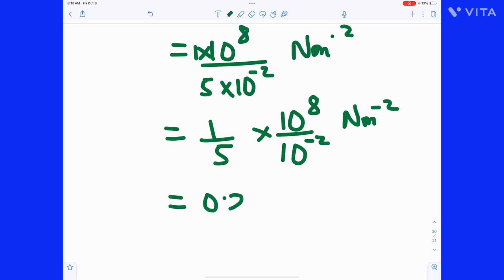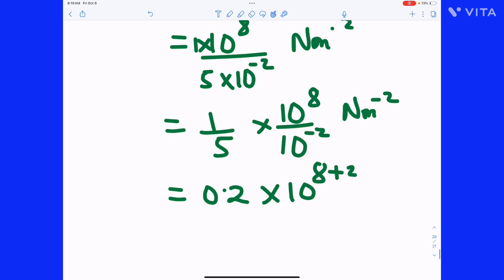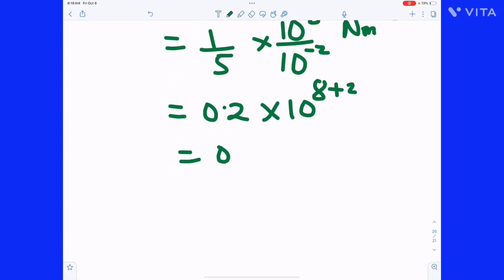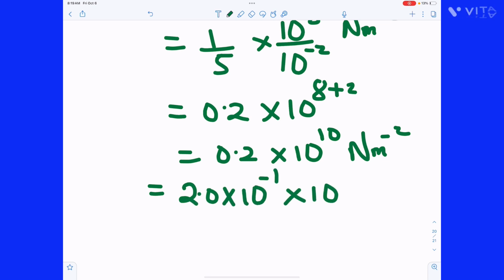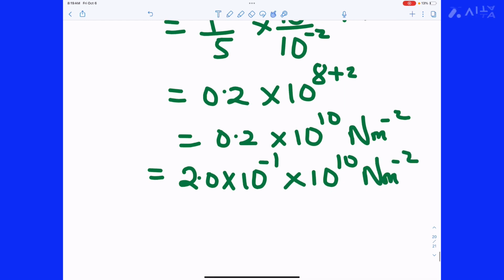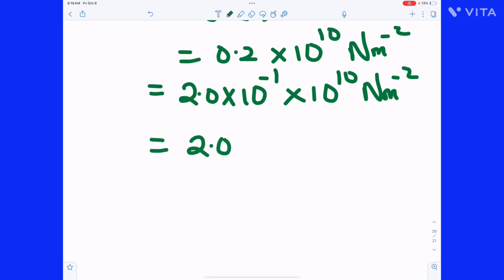That will give you 0.2 times 10 raised to power 8 minus 2. Are you getting it? That's 8 plus 2. Know how to evaluate these powers. They are very, very important. So that's 0.2 times 10 raised to power 10. Your answer is 0.2 times 10 raised to power 10 Newton per meter squared. 0.2 is 2.0 times 10 raised to power minus 1, times 10 raised to power 10 Newton per meter squared. Can you see that? So that gives us 2.0 times 10 raised to power minus 1 plus 10.